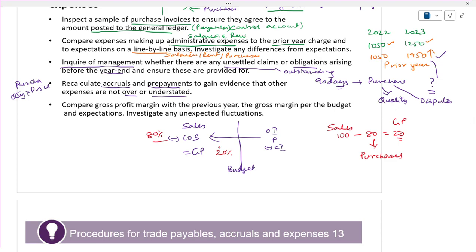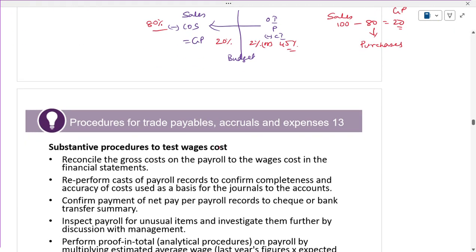Compare gross profit with the previous year, and the gross margin per budget and expectation. Last year it was 20%. Now assume it is going to be 2% or it will be 45%. Then immediately ask what the reasons are why it was less or why it was more. This is one of the indications, one of the factors which you have to look into. Are you clear about this?